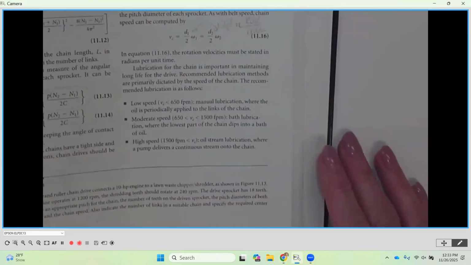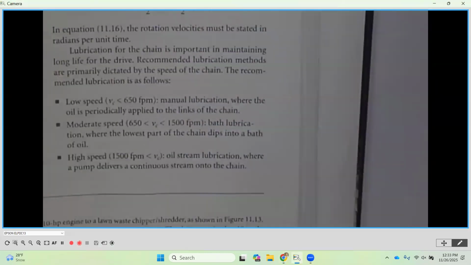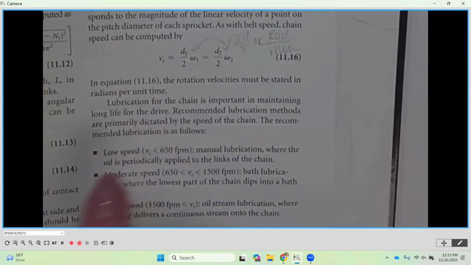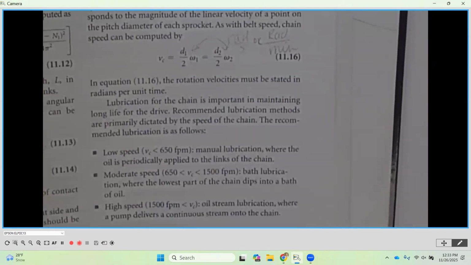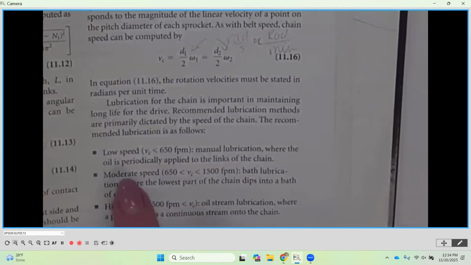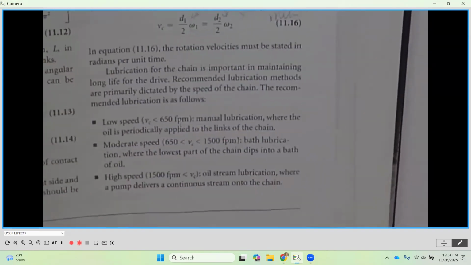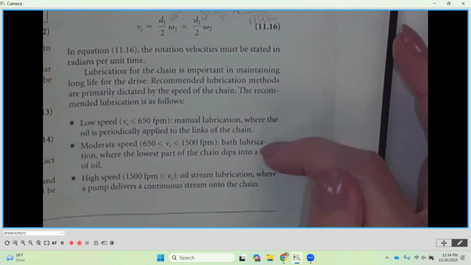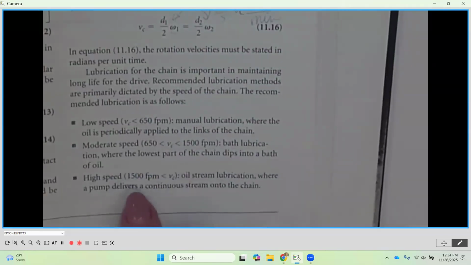The other thing before we get into our example, I wanted to point out at the bottom of that same column, there is a little section here where it talks about lubrication for that chain. As we said earlier, chain drives are low maintenance, but they're not maintenance free. So we have to think about putting some sort of lubrication on there. And that's going to depend on the chain speed that we end up calculating. So we're going to calculate that chain speed, and then we're going to classify it as low, moderate, or high with the ranges that we see here.